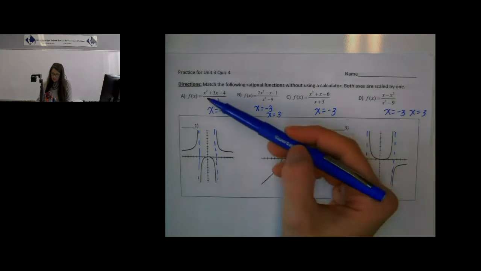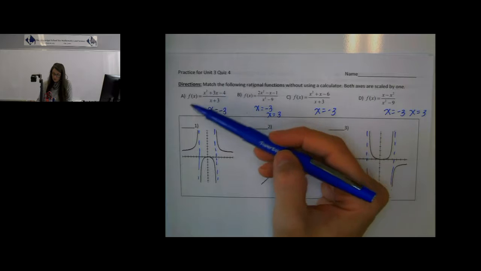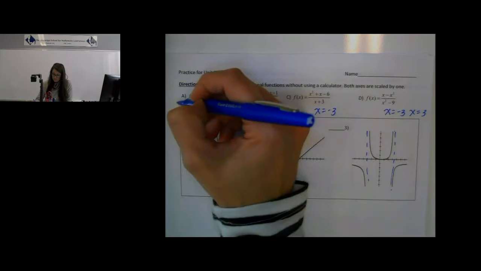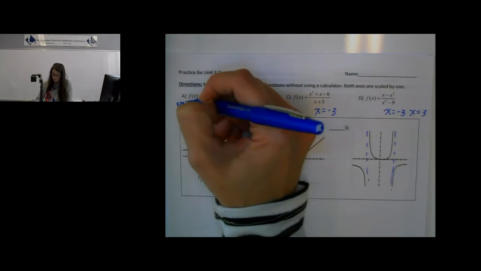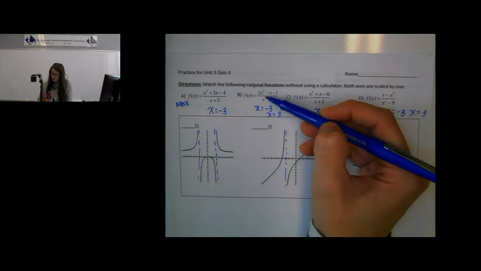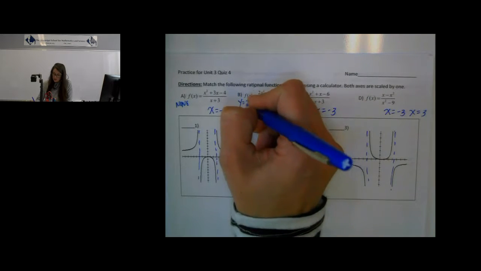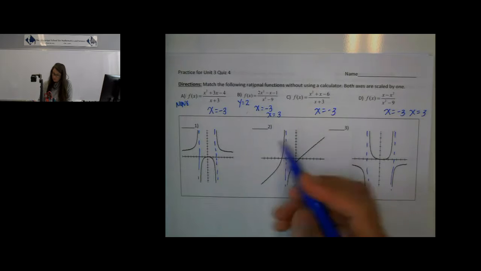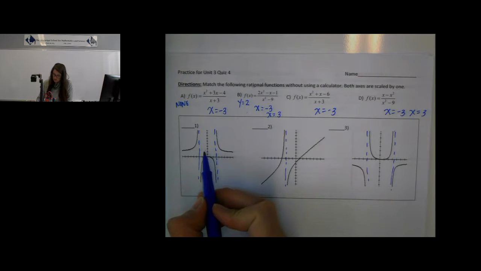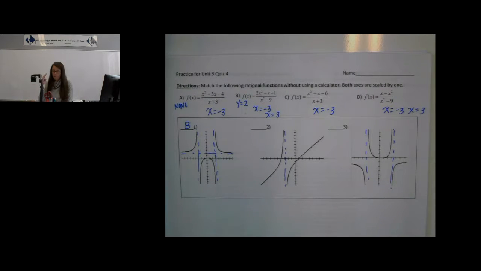Okay, so let's look right here. Is there a horizontal asymptote here? There's no horizontal asymptote here. What about right here? This one, these are equal, so it's the ratio. So you're going to have a horizontal asymptote at y equals 2. So it looks like this one, right? 1, 2. So this one's going to be B, just by knowing all that.